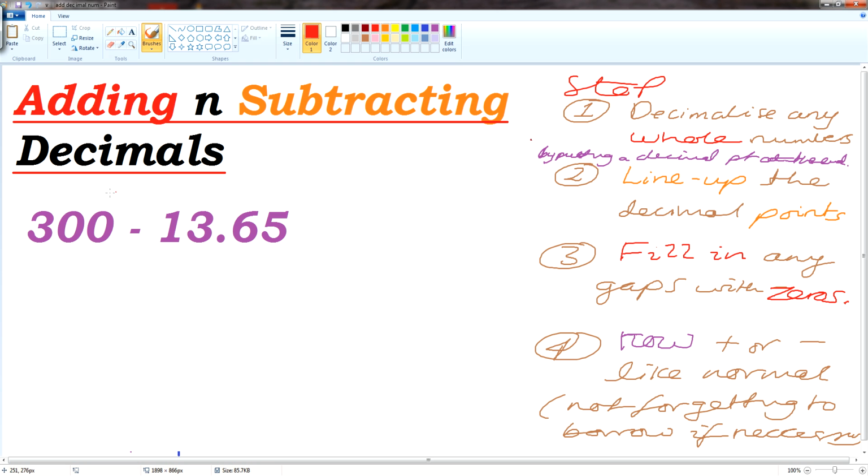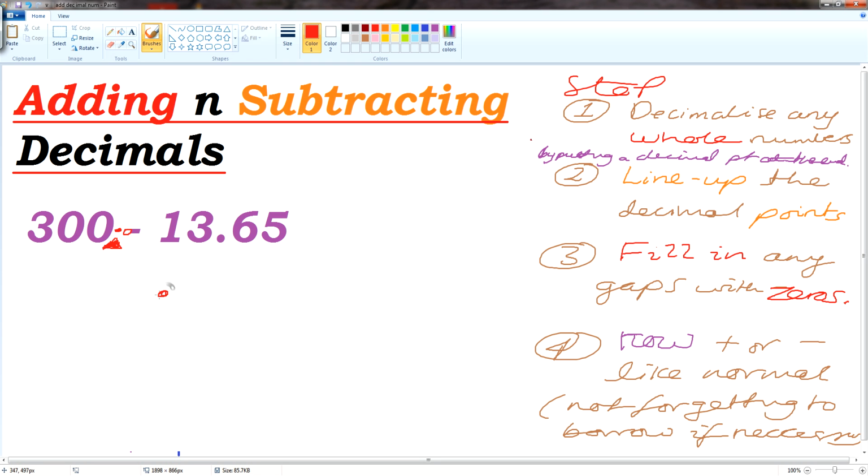So we have 300, which is a whole number. We're minusing a decimal number. But in order to deal with this type of question, we have to decimalize the first number too. That's why we call the title Adding and Subtracting Decimals. 300 is the same as 300 point. Note, put the decimal point at the end of any whole number, which is what's written in step 1. Then it says line up the decimal points.